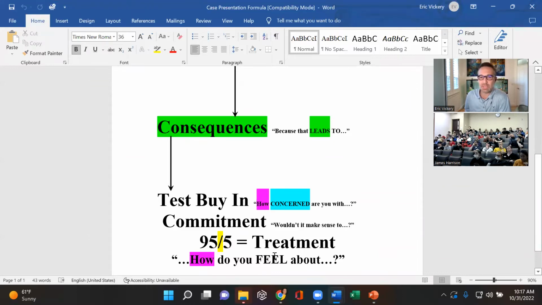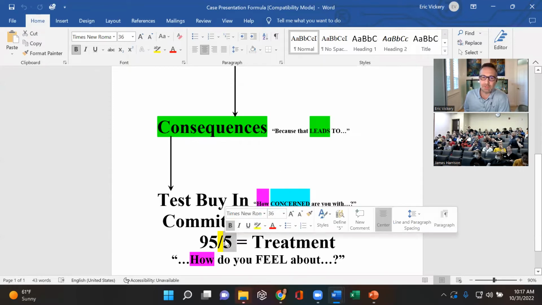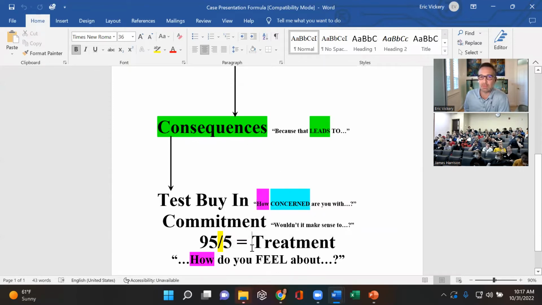So when you're doing your exams, the patient is not hearing things like crown buildup, crown lengthening. Why do you think during your exam you don't want to focus on the 5%, the treatment, using words like crown? Why do you think that would be? I'm going to stop share real quick.